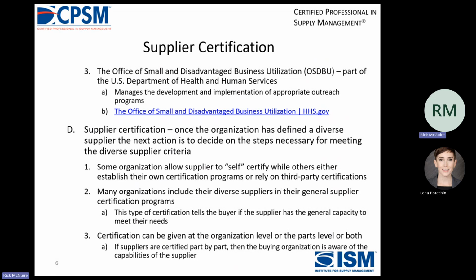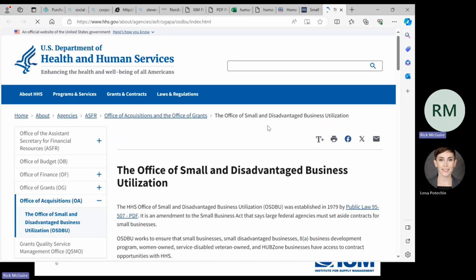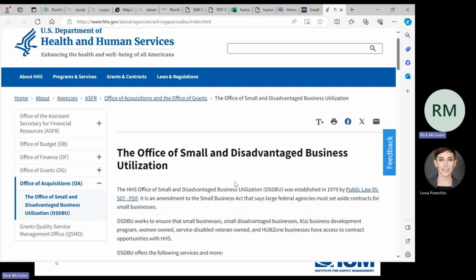And there's also the Office of Small and Disadvantaged Business Utilization, part of HHS, which will certify businesses as diverse businesses, but they're small businesses again.